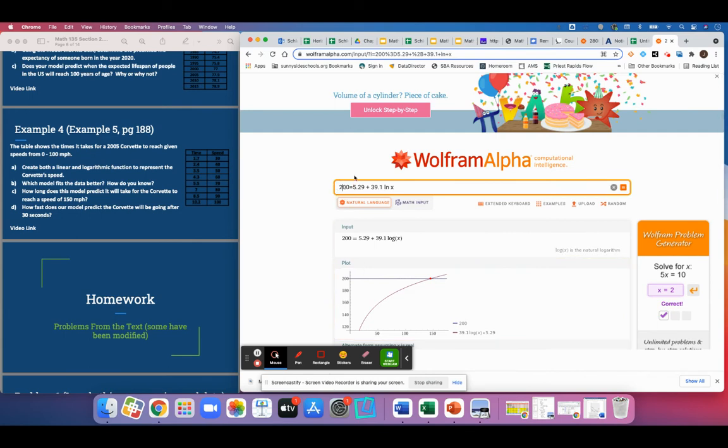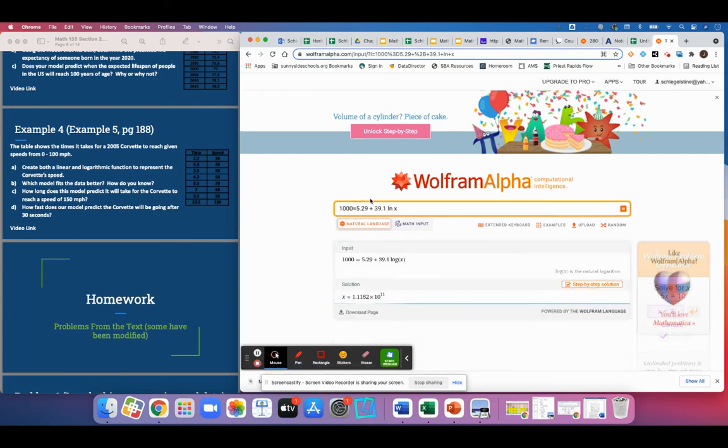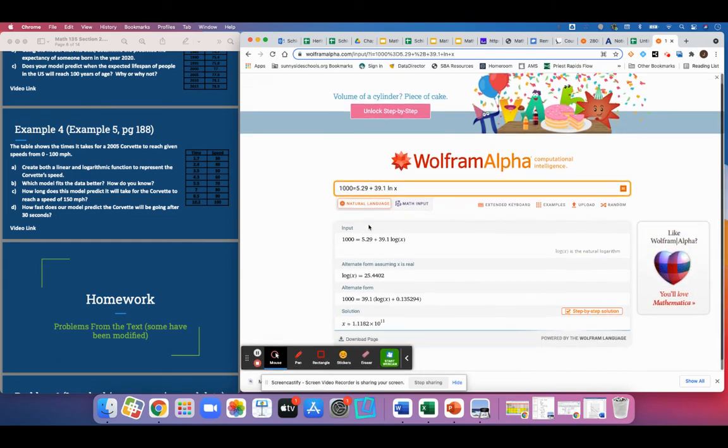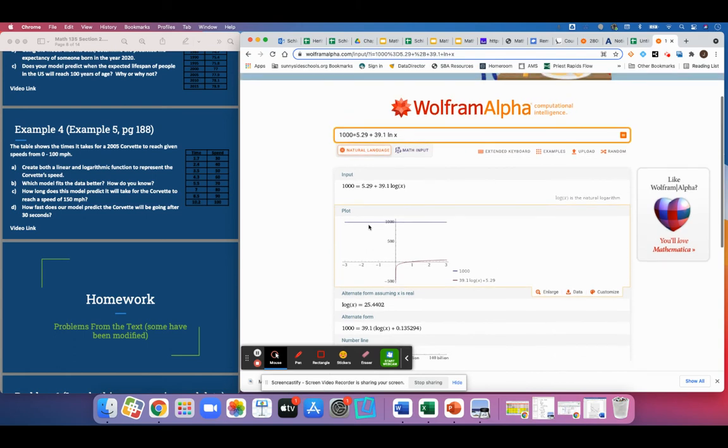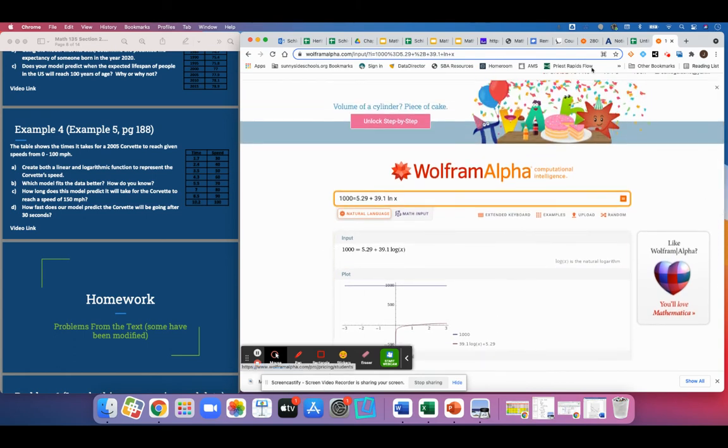Let's try 1,000. Let's see if this thing believes that the Corvette will ever reach 1,000 miles per hour. It looks like it does, but it's saying it would take forever. So even this model is not going to be totally accurate in figuring out when it needs to stop increasing in its value.